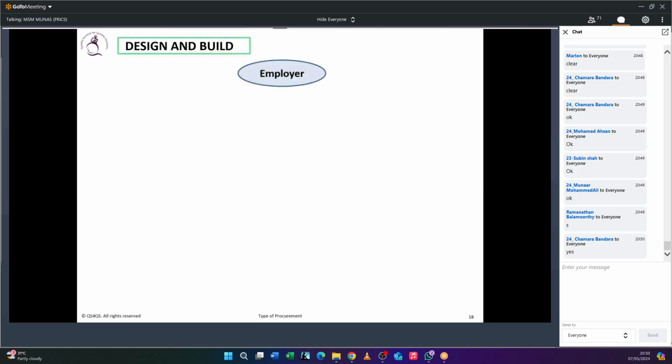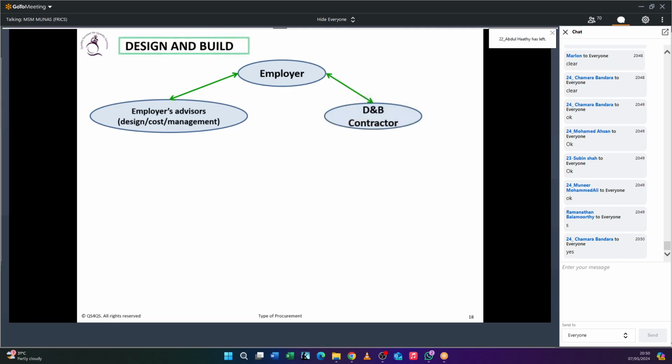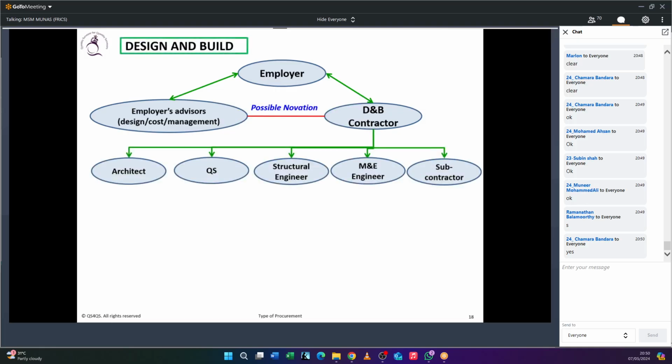You have to understand how it works. There is an employer, like the procurement route we discussed under the traditional. He will hire the consultant, that is the employer's advisor. So that is there, and there is a design and build contractor, and there is a possible novation. Now we have to understand the contractor has an architect, that means a design team and the construction team.